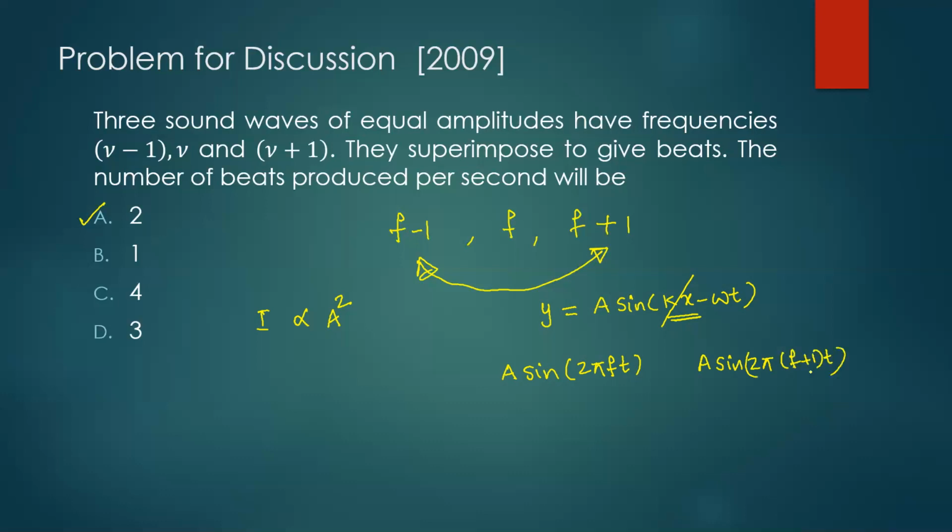So here we are assuming, this is a complex question actually. The question says equal amplitudes. That's nice. So A sine 2 pi (f minus 1) t. You understand this? Now, mathematically, you can add all of them. This is superposition. Now you are trying to figure out the net amplitude here.